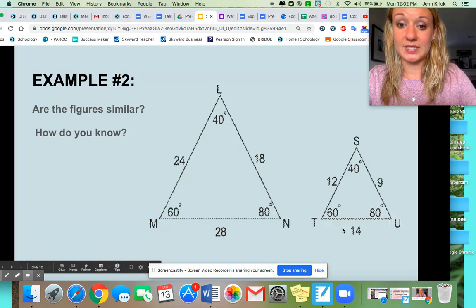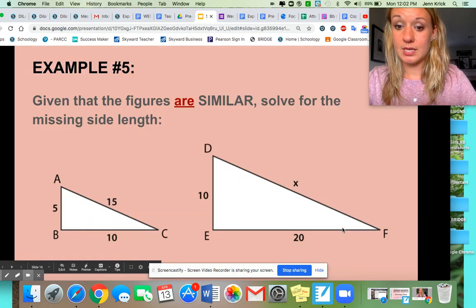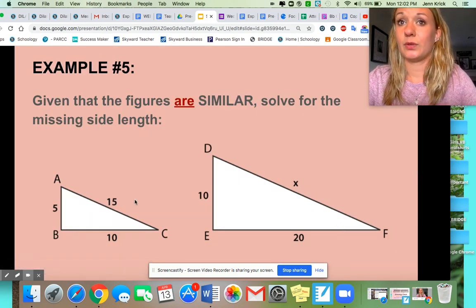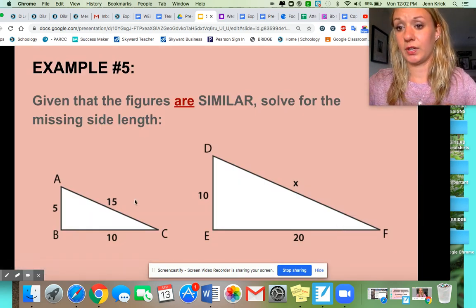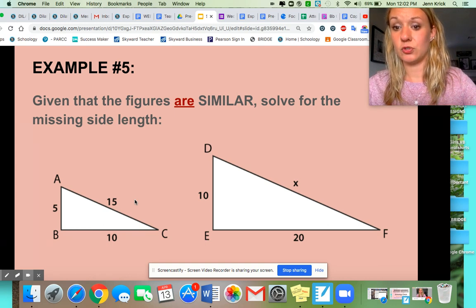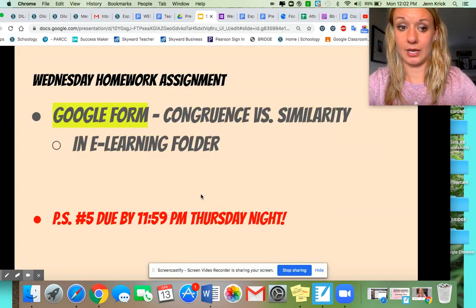Now, for solving for missing side lengths, like we did right here, you just need to ask yourself, what am I multiplying to get from my first figure to my second? And then use that strategy to find your missing side length here.